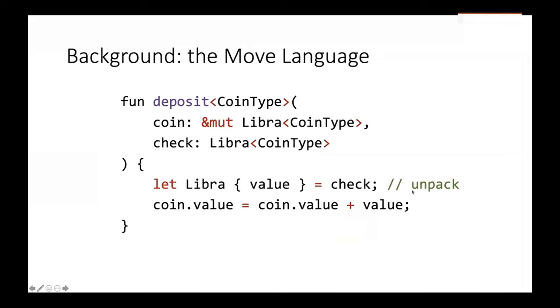All the smart contracts on Libra are written in the Move language. Here is how one might implement a deposit function which deposits the check into the coin in Move language. In the function, the check resource is destroyed and its value is unpacked and added to the coin reference. While this code might look simple, it is often hard to reason about the correctness of a complex program simply by inspection, and that's where our tool comes in.